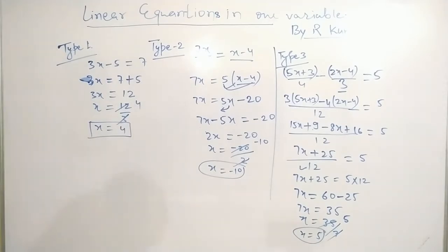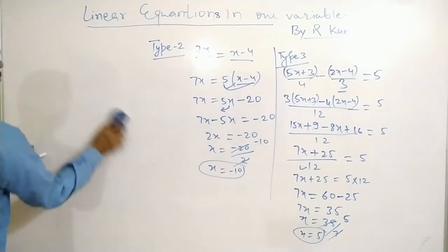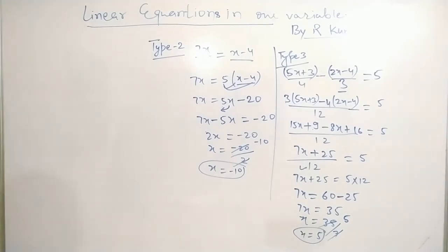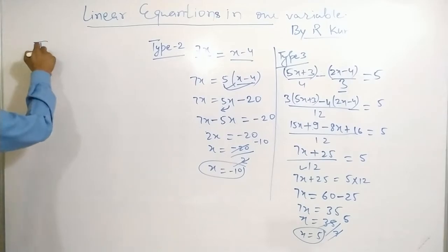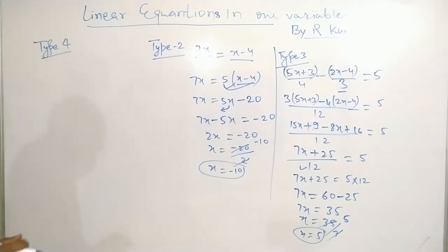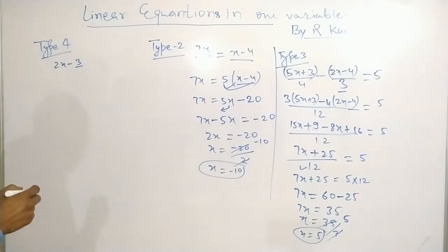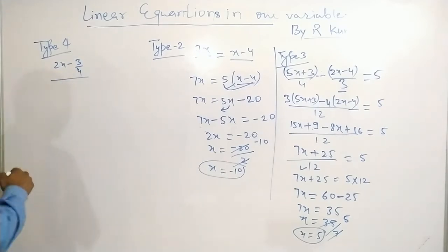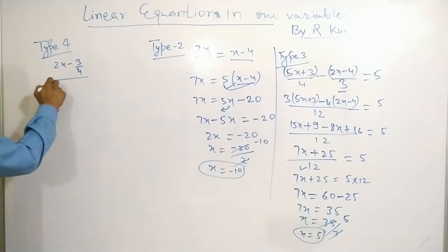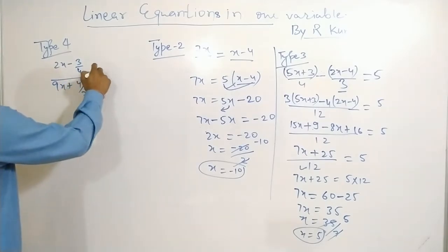After type 3, I take a question as type 4. Okay. Type 4 now. In type 4, I am taking a question like 2x minus 3 by 4 upon 9x plus 4 by 7 equals 1 by 4.